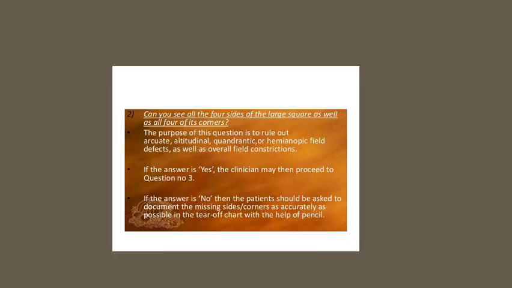Then we have to ask about all the four sides of the square and all the four corners of the big square. The purpose of this question is to rule out arcuate, altitudinal, quadrantic or hemianopic field defects and overall field constrictions. If the patient can see all the four sides and all the four corners, then we can proceed to the next question. If the answer is no, then we have to ask the patient to document the missing corners, and we have to accurately draw them on the chart, or we have to tear them off with the help of a pencil.